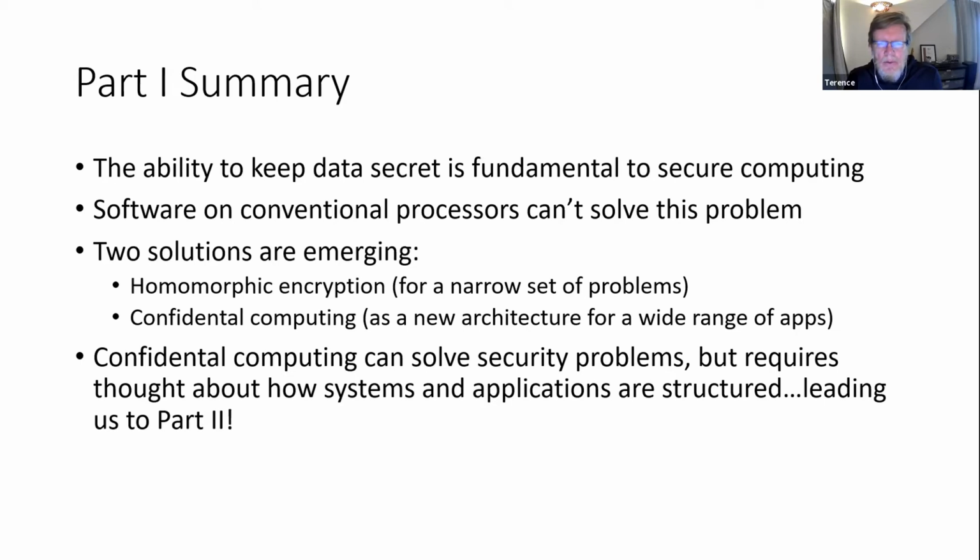So, these two pieces of technology, homomorphic encryption for a relatively narrow set of problems, and confidential computing as a new CPU architecture for a very wide range of applications that are emerging, are basically to the point that you can now use these things within the cloud if you understand how to make your application enclave aware. It can solve these problems, but it requires some deep thought about how systems and applications are structured. And that's going to lead us to part two, actually.